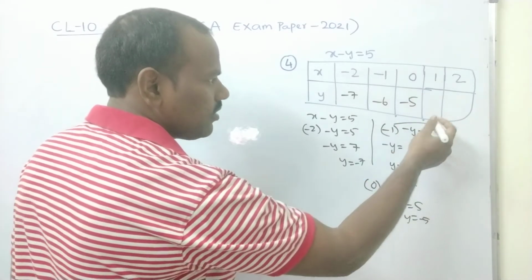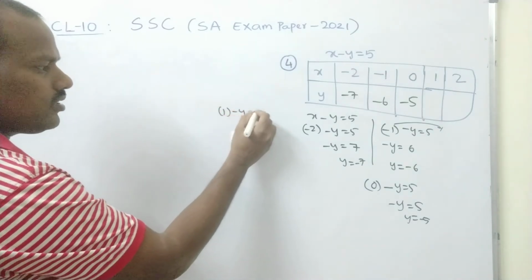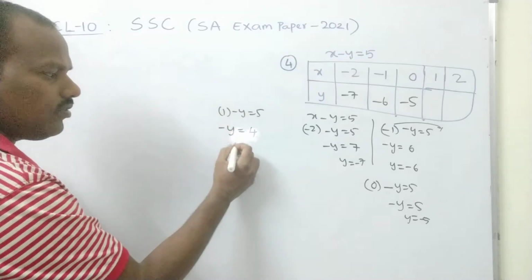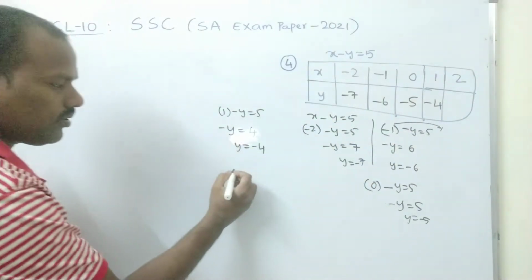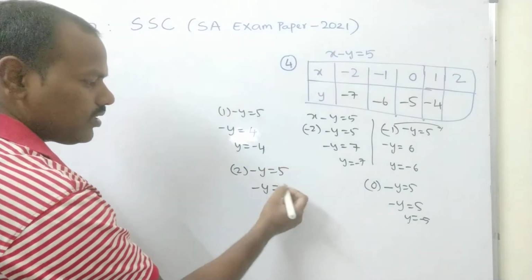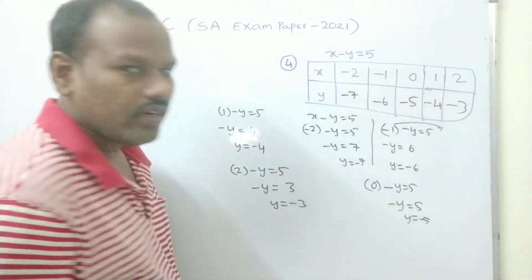Similarly, if you substitute x is equal to 1, 1 minus y is equal to 5, minus y equal to 4, because 5 minus 1 is 4, so y equal to minus 4. If x equal to 2, 2 minus y equal to 5, minus y equal to 5 minus 2, that is 3. So y is equal to minus 3. That's it. Only we need to fill the table.